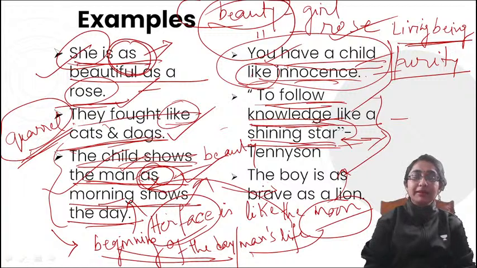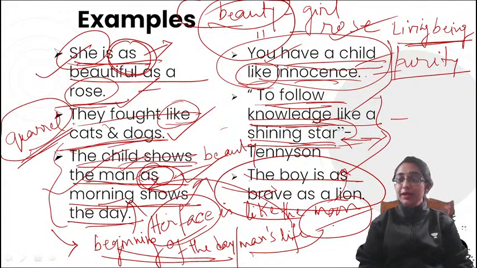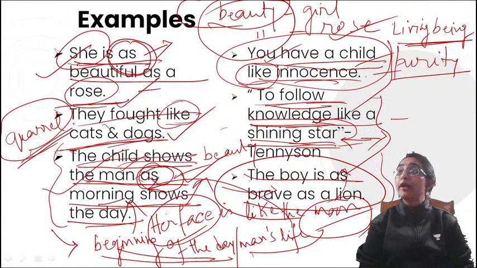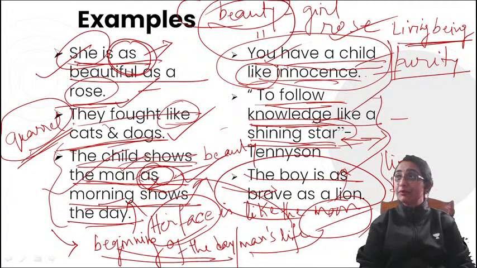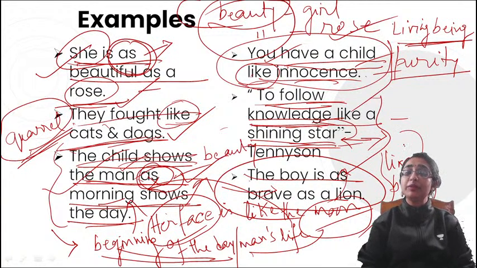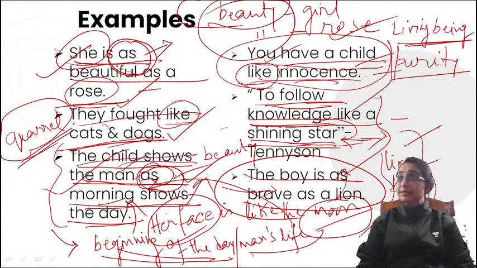Now, another example is, the boy is as brave as a lion. Okay, so here the bravery is the point of comparison. As the lion is brave, similarly the boy is also very brave. Okay, so here the comparison is made between an animal and a person, right?